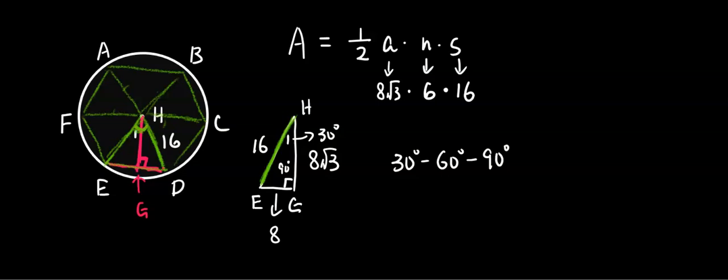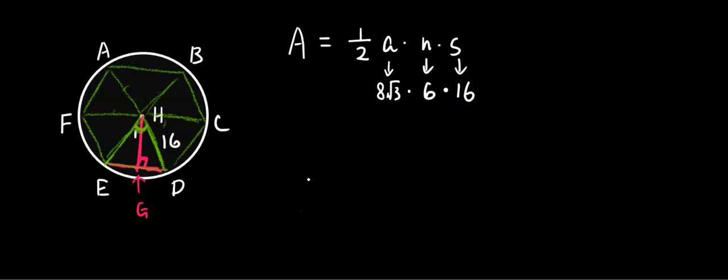Now we've got everything we need, and we can start to calculate the area of this regular hexagon. But don't be so fast, because when you copy down, make sure you also copy down this 1/2. So you have 1/2 times the apothem, that's 8 square root of 3, times how many sides? 6 sides, times the side length, 16, and do not forget your 1/2. Alright, now we're going to use the calculator if you wish.